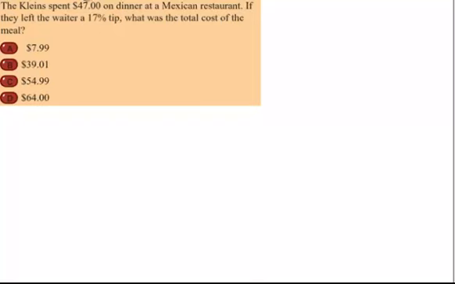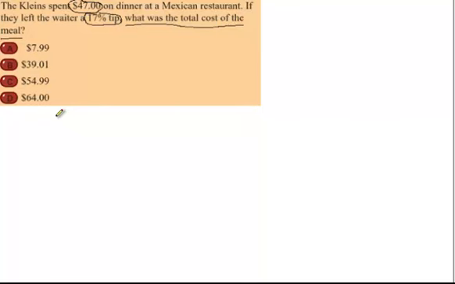Okay, so some key information here. They go out and buy some dinner. They leave the waiter a 17% tip. The question asks, what was the total cost of the meal?